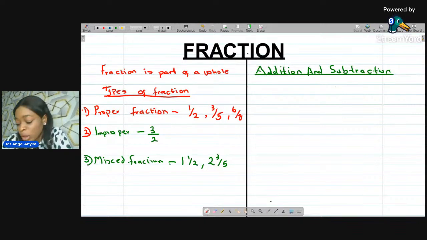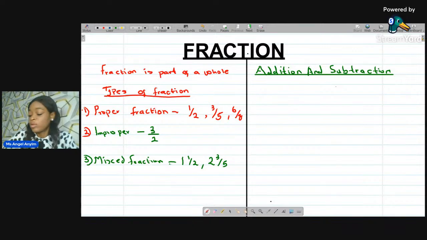One basic knowledge you should know about this is the LCM. And I hope you know how to do the LCM. But if you don't know, you can type in the comment section, I don't know how to do the LCM. But if you don't type, I will assume that you know how to do the LCM. Okay, so let's do addition and subtraction of fraction. I will use a simple method to do this.